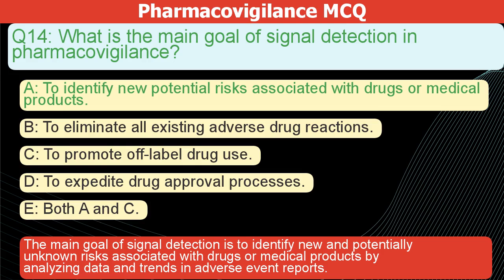The correct answer is A. The main goal of signal detection is to identify new and potentially unknown risks associated with drugs or medical products by analyzing data and trends in adverse event reports.